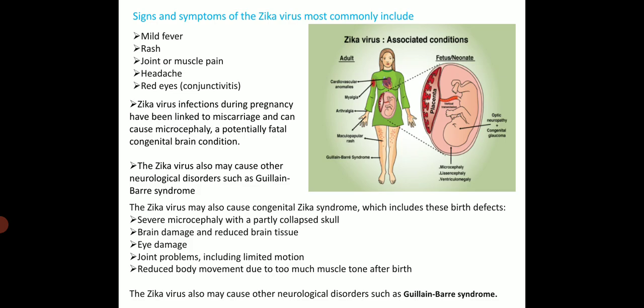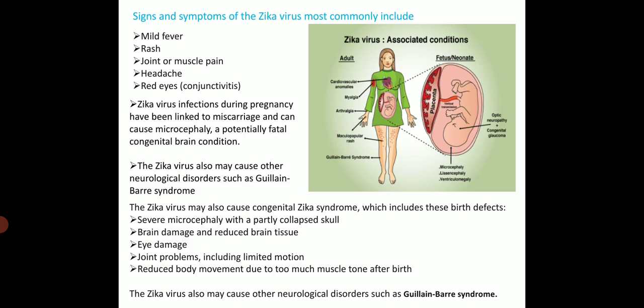In some cases, the Zika virus may also cause congenital Zika syndrome, which includes birth defects, severe microcephaly with a partly collapsed brain. That means the head is very small in babies, because the brain does not grow properly. Next, brain damage and reduced brain tissue, eye damage, joint problems including limited motion, and reduced body movements due to too much muscle tone after birth.